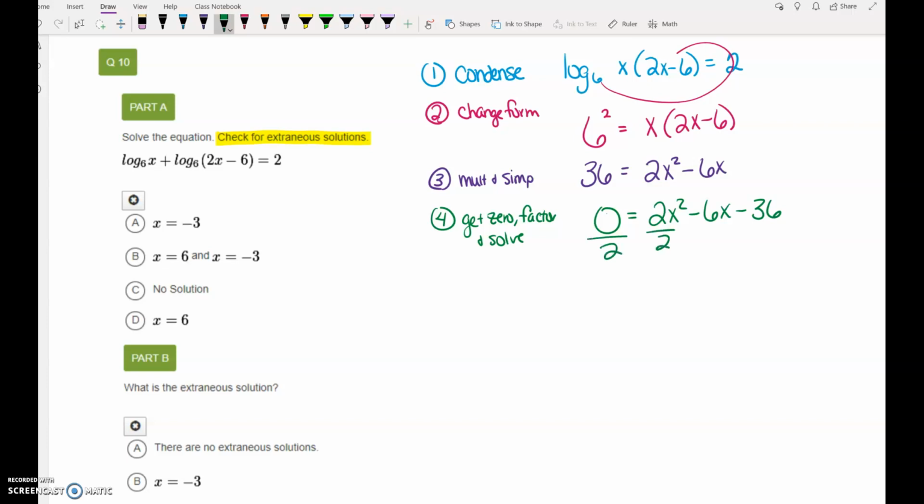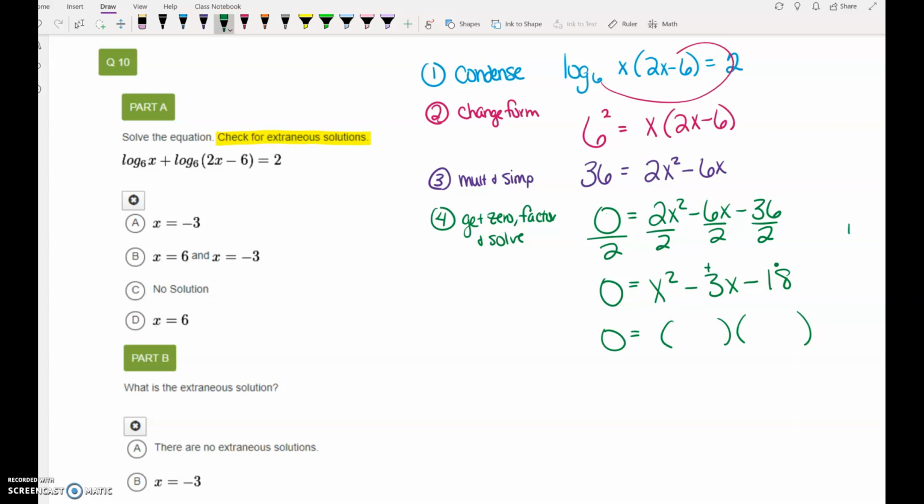But notice that all of these numbers are even. So divide everything by 2. You've got x squared minus 3x minus 18. That makes it much easier to factor. You are looking for 2 numbers that multiply to give you negative 18 and add up to negative 3.